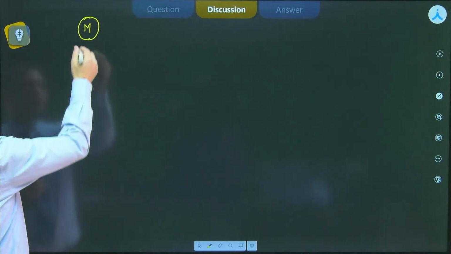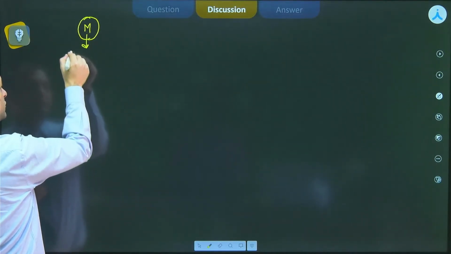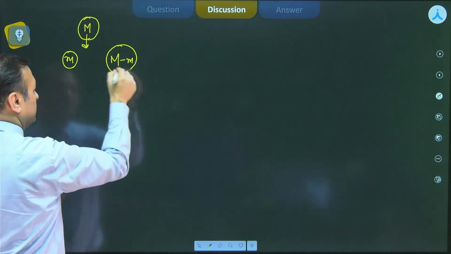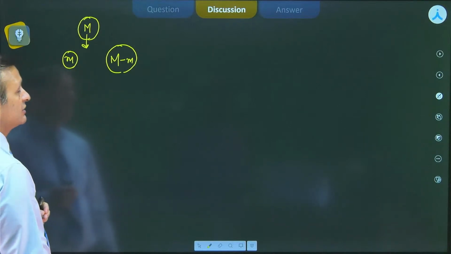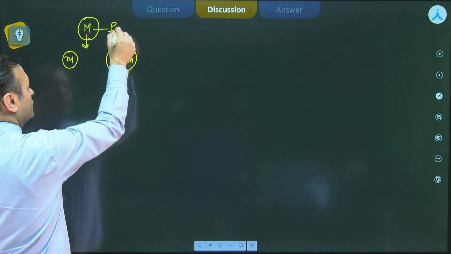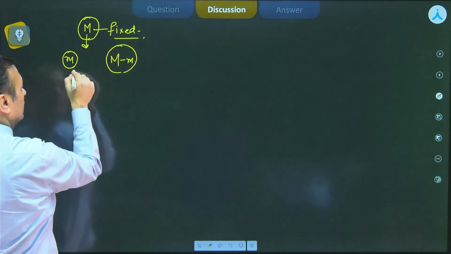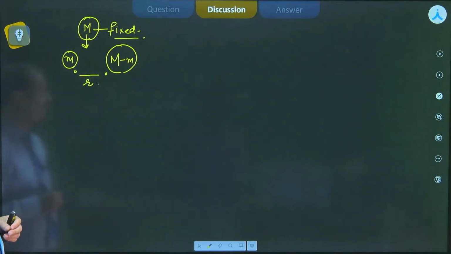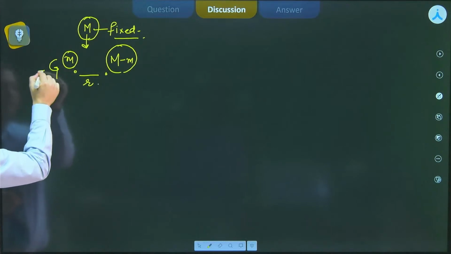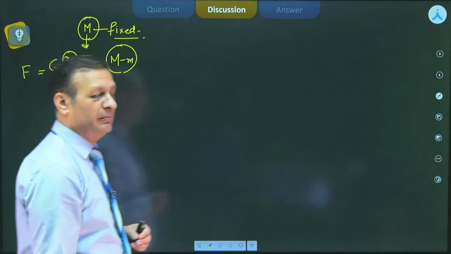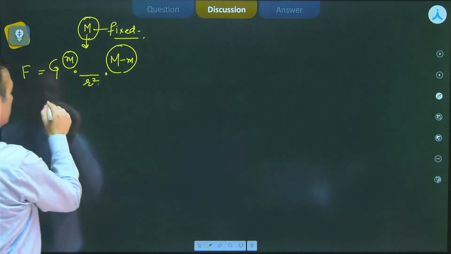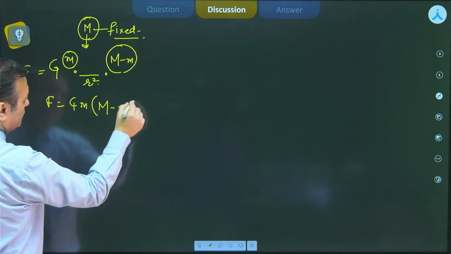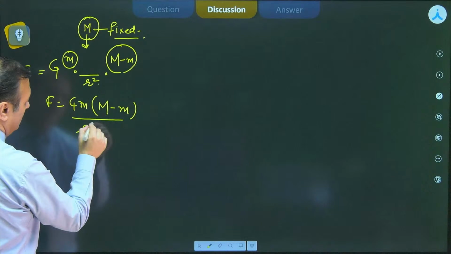Now let's suppose you split this mass into 2 pieces. The first piece is small m, then the second piece would be capital M minus small m, and this capital M was constant. This is a fixed mass. Now they are just separated by the separation r. What is the force between them? Force is given by F equals G m1 m2 by r square. So your force becomes G small m times capital M minus small m by r square.